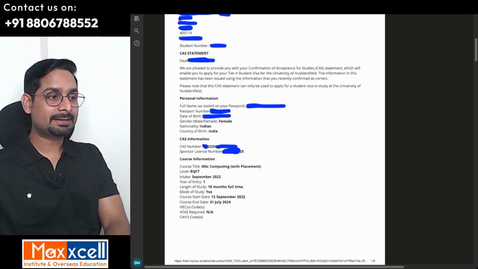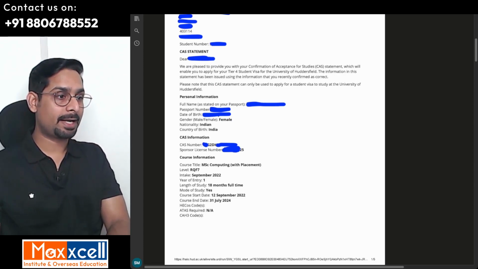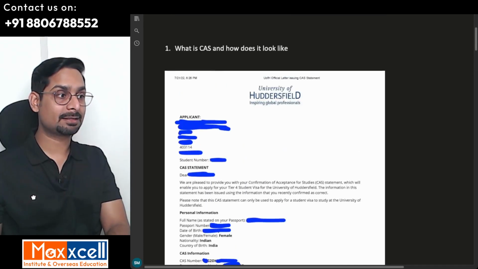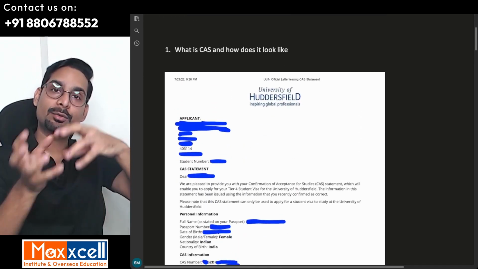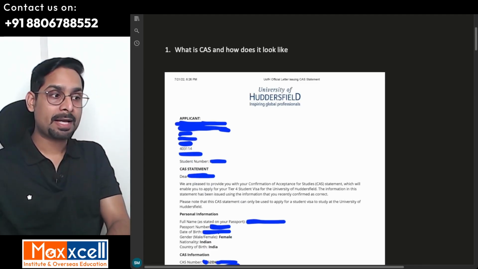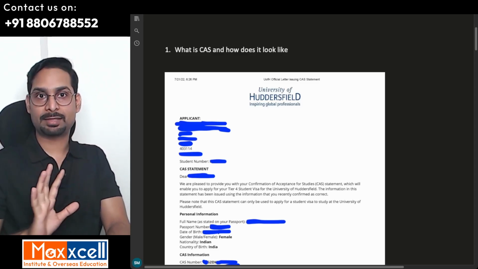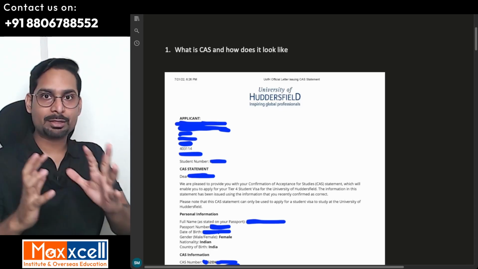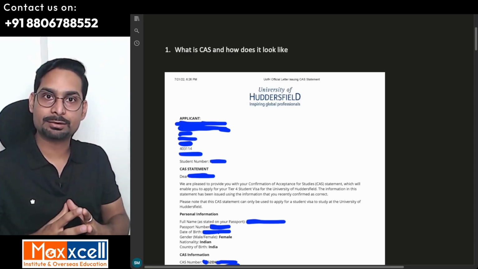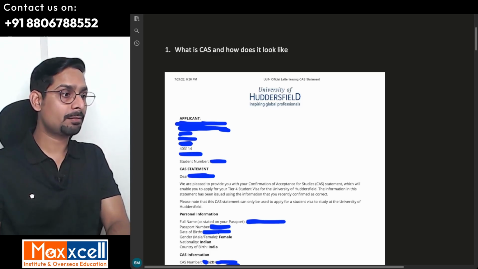In the CAS statement, you will find the CAS number, details of the student, and the sponsor license number. This sponsor license number is the license number given by UKVI to the university to release these CAS letters. So this CAS letter is very important. And remember, you can only use this CAS once in your lifetime. If there is any issue with your visa and you need a new CAS, then you have to reapply and do the entire process once again. So be very careful while applying for visa using the CAS.